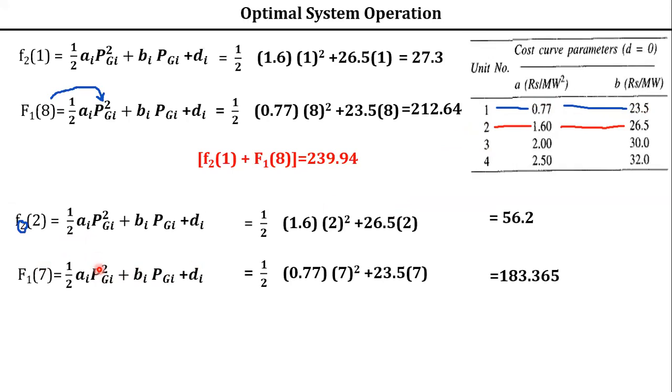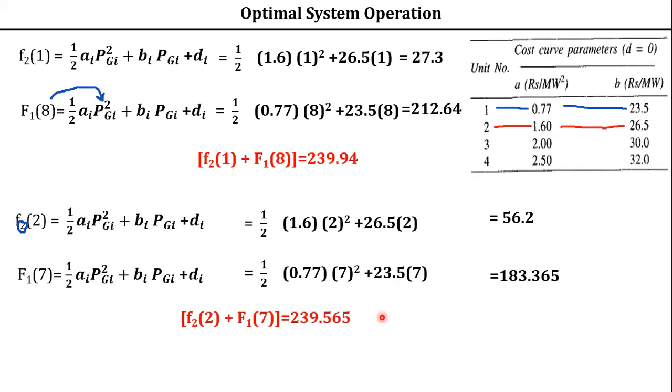Now what is the total cost of this third combination? F2 of 2 plus F1 of 7 is equal to 239.565. When you add these two, you are going to get 239.565 rupees per hour. Are you following? So this is the value of the third combination.